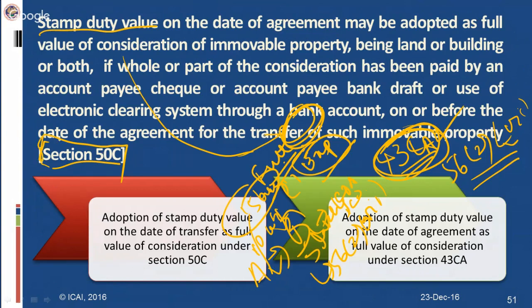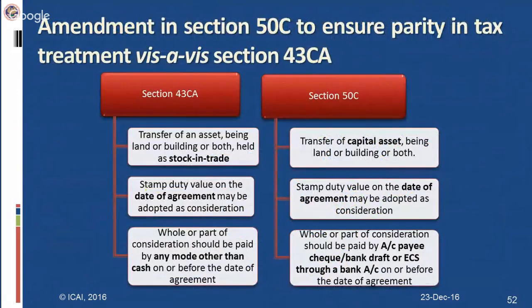But 50C did not permit that. 50C did not permit considering stamp duty value on the date of agreement. So in order to bring about a parity between 43CA and 50C, this provision has now been introduced. That is, stamp duty value on the date of agreement may be adopted as the consideration now under 50C also. Here under 43CA, it talks about transfer of an asset being land or building or both held as stock in trade. Here it's transfer of capital asset being land or building or both. Here also, from assessment year 17-18, in 50C also you can take the stamp duty value on the date of agreement, provided whole or part of the consideration is paid by any mode other than cash on or before the date of agreement.